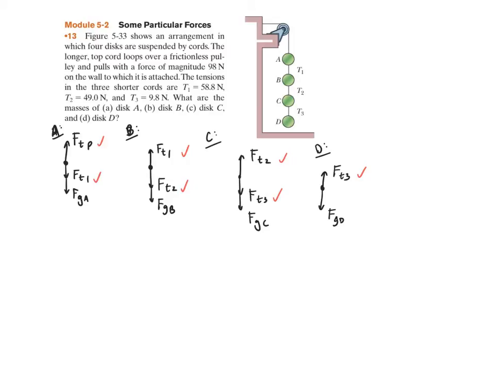So I'll demonstrate for mass A. For mass A, I'll demonstrate this time. We have FTP acting up. That's the tension from the pulley. We've got FT1 acting down, the tension from the rope. We've got the weight of object A acting down. And we know that this is in a state of vertical equilibrium. And that's the mass of object A, if we were to calculate it.